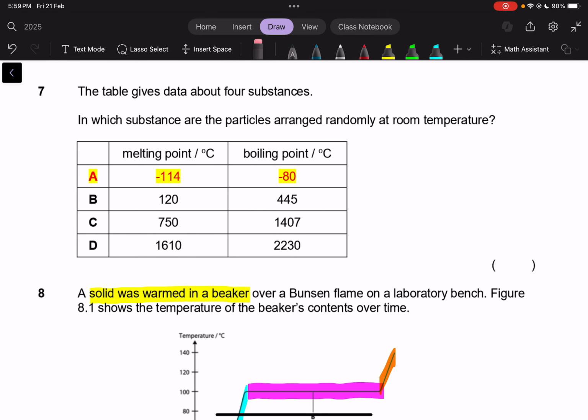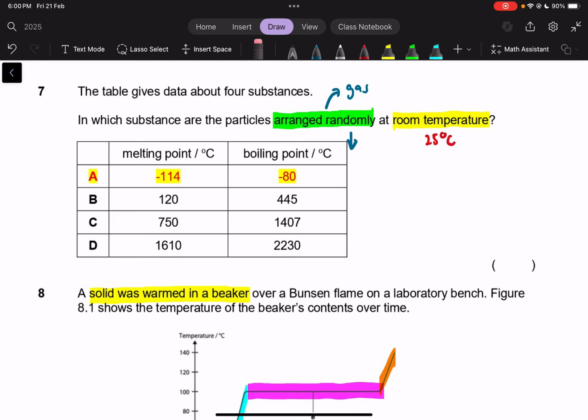Okay, then question 7, room temperature. So take note when we see room temperature, it refers to this temperature, 25 degrees Celsius. So second thing you take note, arranged randomly. This implies that the substance is a gas. Okay, so gas means it should exist minimally at the BP or even higher. So it should exist at this portion here. Okay, so this part is where it exists as a gas.